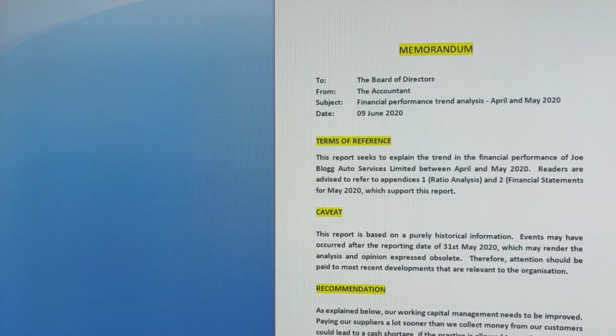I don't know about you. Maybe you can come up with something different in the course of your duty. Fine, no problem. But I love this one. I like it. That's what I use. Now, first of all, the terms of reference. That is what the report is all about.